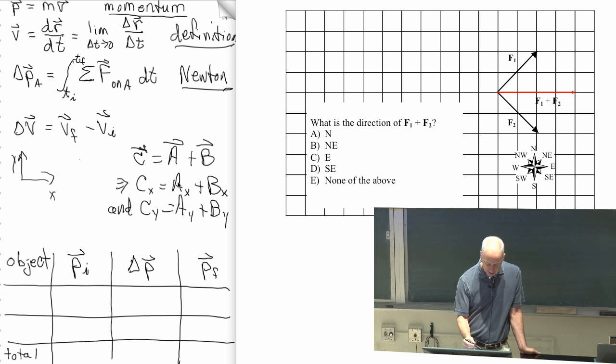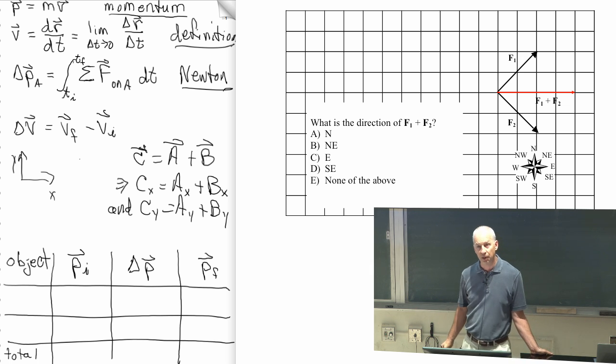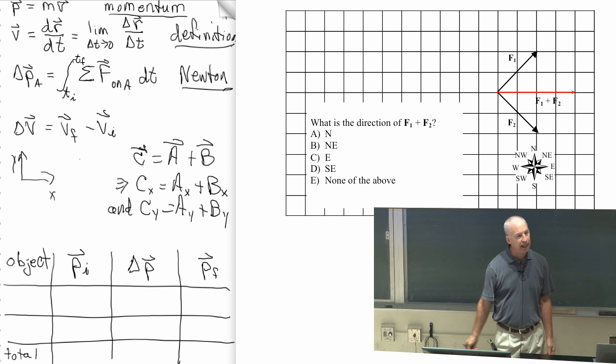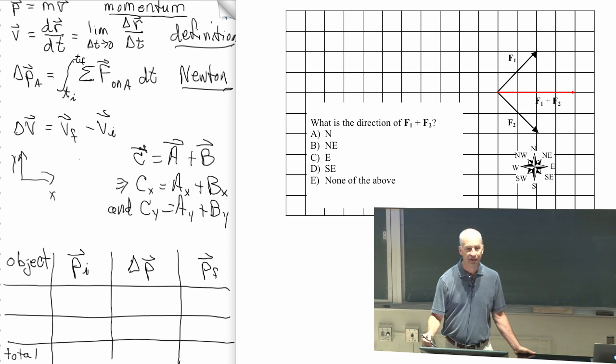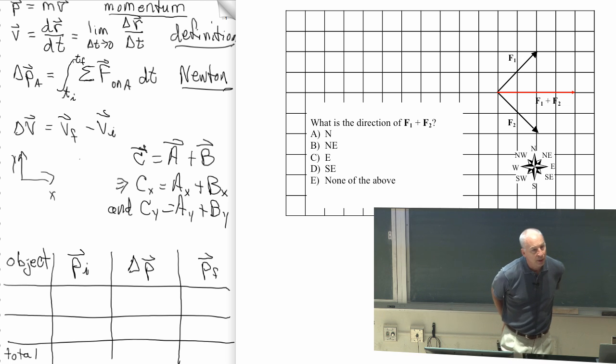So F1 plus F2, the sum of the two, has to have an x component that's the sum of those two x components, in other words, 4. So C, this red one, has to point 4 blocks to the right. How about vertical? Well, the y component of F1 is plus 2. The y component of F2 is minus 2, so those just cancel. And F1 plus F2 has 0 y component. None of it is up or down.